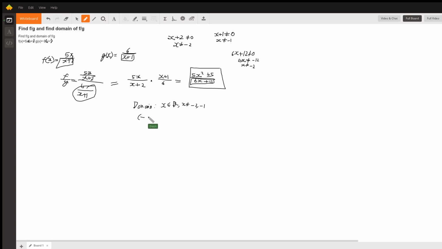Or if we want to put this in interval form, x can be from -infinity to -2, not inclusive, union from -2 to -1, oops, not inclusive, and finally from -1 to +infinity. That's the problem.